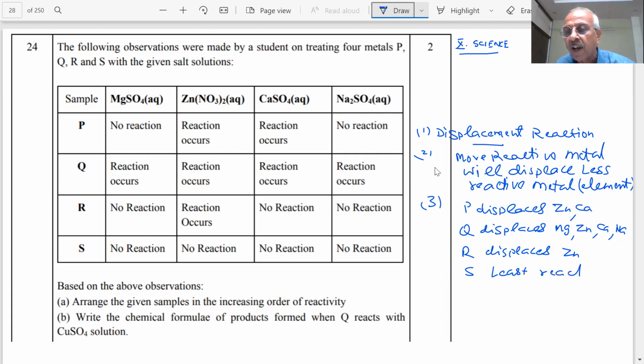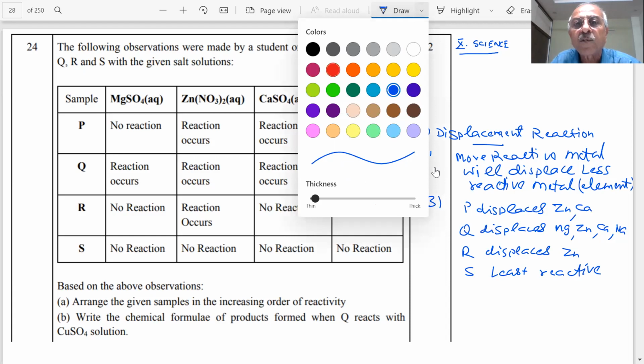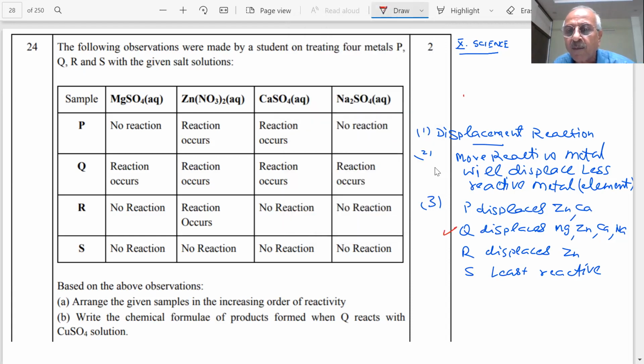That is clear to us, students. Now we understand which is the most reactive. As you can see, the question asks us to arrange the given samples in increasing order of reactivity. Q is the most reactive, so it comes last in increasing order. The next one, which displaces two metals, is P. After P, R displaces zinc, and S is the least reactive. This is our answer in the question paper, based on the reactivity series, which you have already seen in your book.